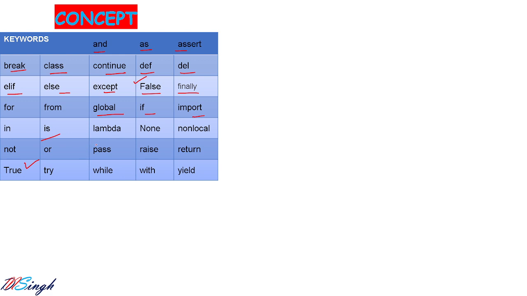As Python is a case sensitive language, you have to keep in mind that if something is written in small case or in capital case, they both are different. So False is a keyword when F is capital. True is a keyword when T is capital. None, N-O-N-E, that is a special literal, is a keyword if N is capital. If they are small, then that is not a keyword. I hope you people are understanding.